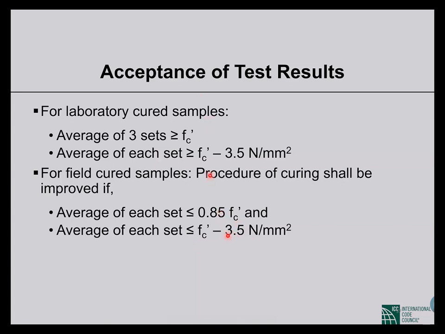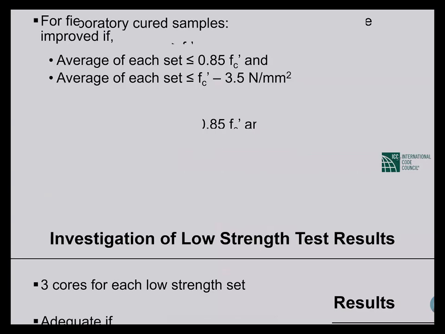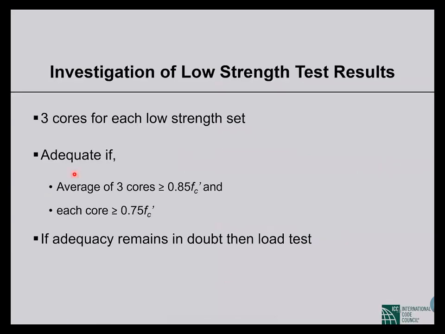So suppose your cylinders fail these criteria, what will happen? In that case, you have to take three cores for each low strength set. So you are collecting specimens from different parts.